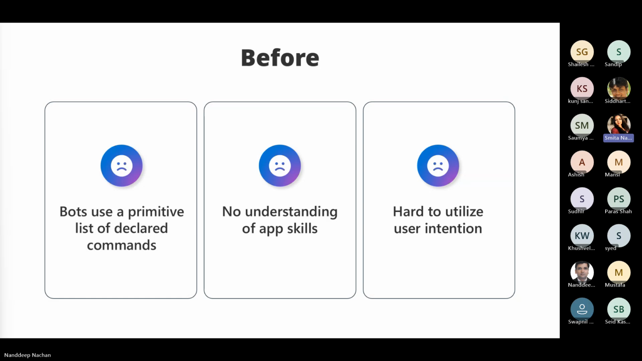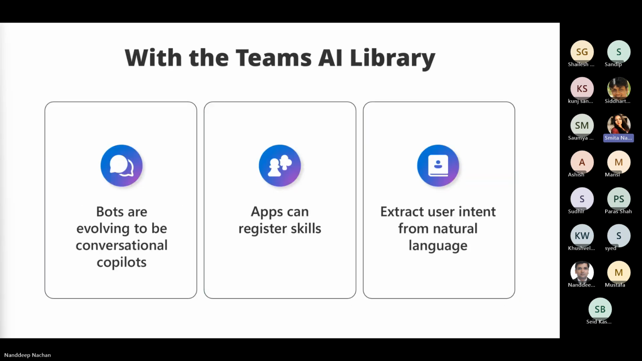Next, what exactly happens with this Teams AI library? The Teams AI library addresses the previous challenges by enabling developers to build more advanced conversational copilots for Microsoft 365 applications. Here is how the library improves the bot capabilities. Bots are evolving to become conversational copilots. With the Teams AI library, bots go beyond basic command-driven actions to become a conversational copilot.